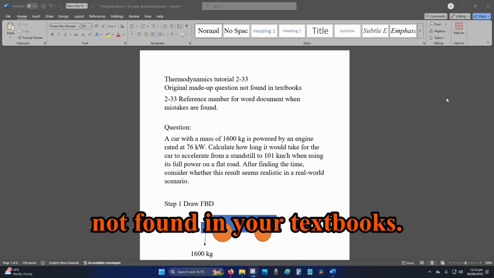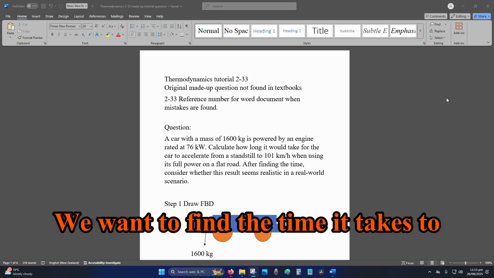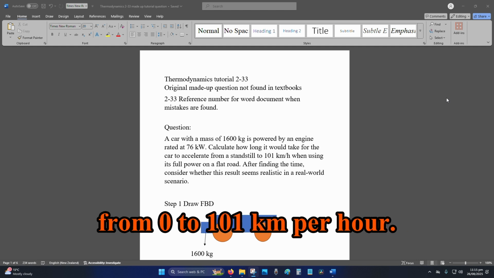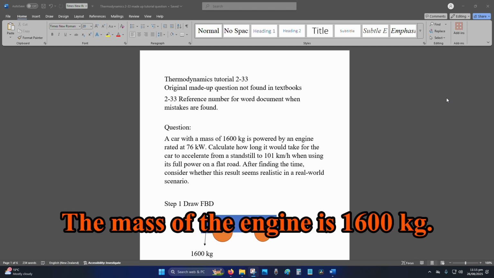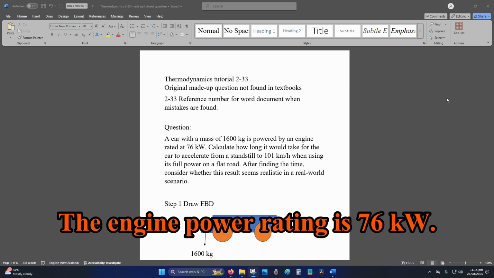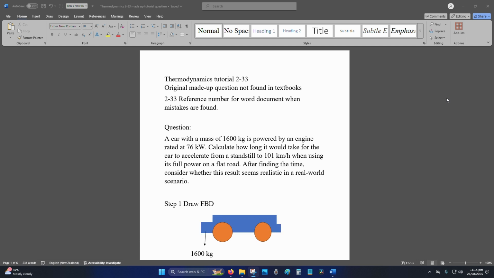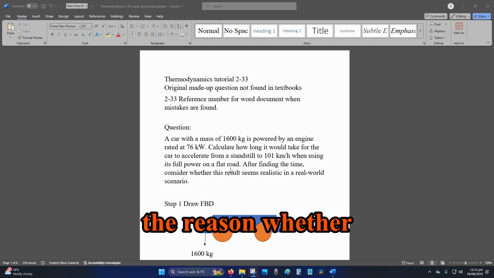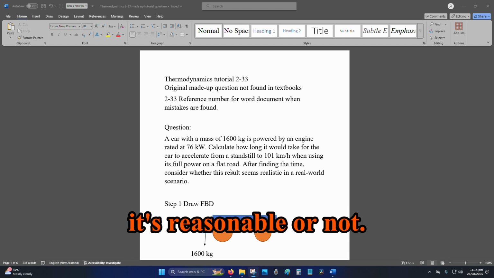This is a made-up question not found in your textbooks. We want to find the time it takes to accelerate the vehicle from 0 to 101 kilometers per hour. The mass of the engine is 1,600 kilograms. The engine power rating is 76 kilowatts. Once we find the time, we want to give the reason whether it's reasonable or not.